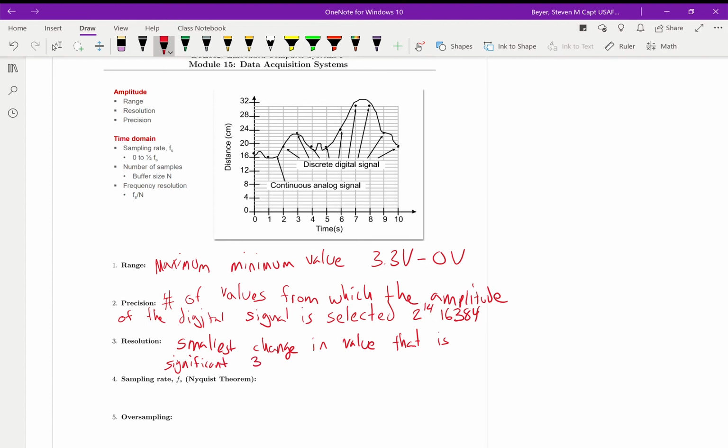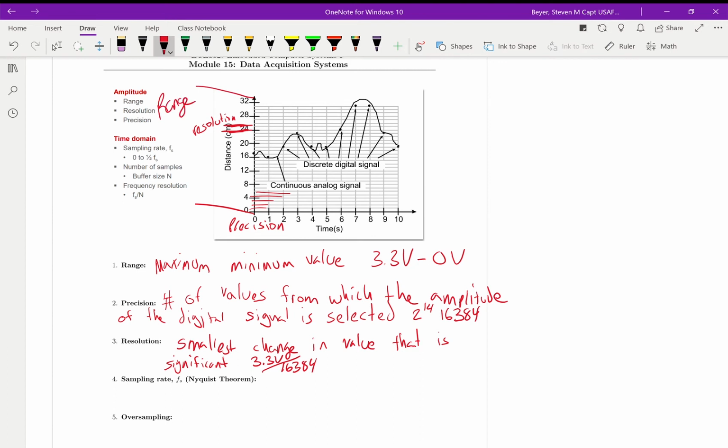And that's going to be our 3.3 volts divided by 16384. So we take here to here, that's going to be our resolution. The number of lines here, that is our precision. And then from here up to here, that is our range.